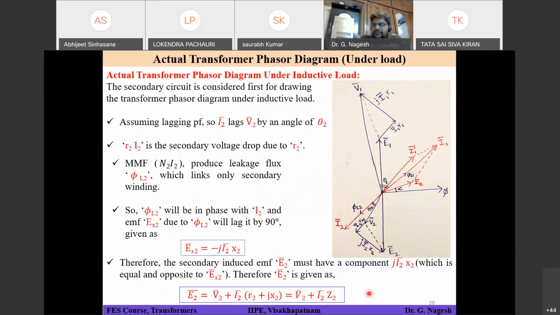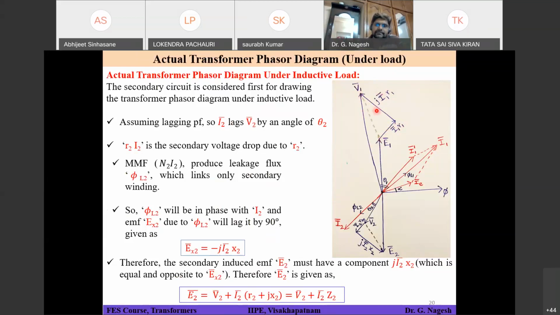So if you are getting confused, finally, the conclusion is, at the extreme left, you have a voltage source V1 that is equal to the phasor addition of E1 and I1 R1 plus j into I1 X1. Why? Because the primary winding will create some resistance drop and also some amount of leakage reactance drop. So those two are here.